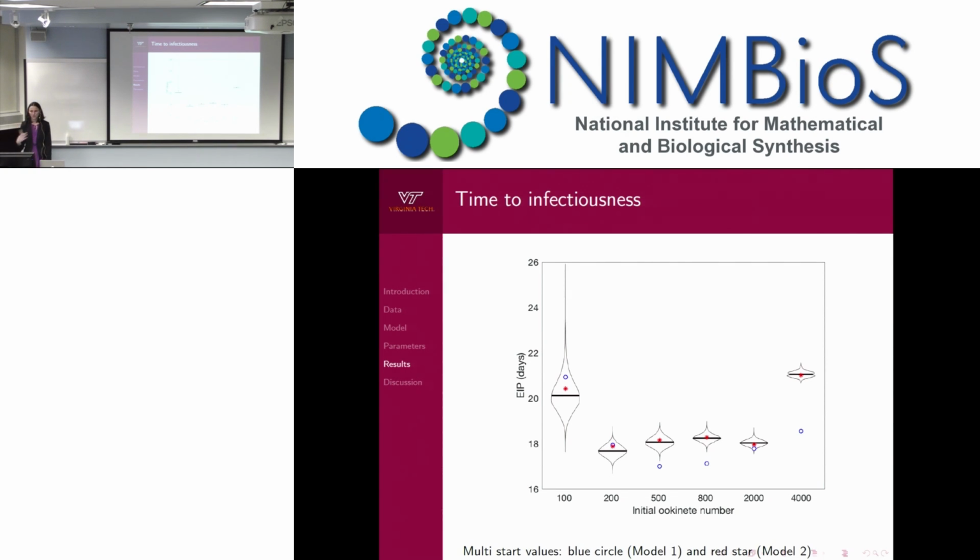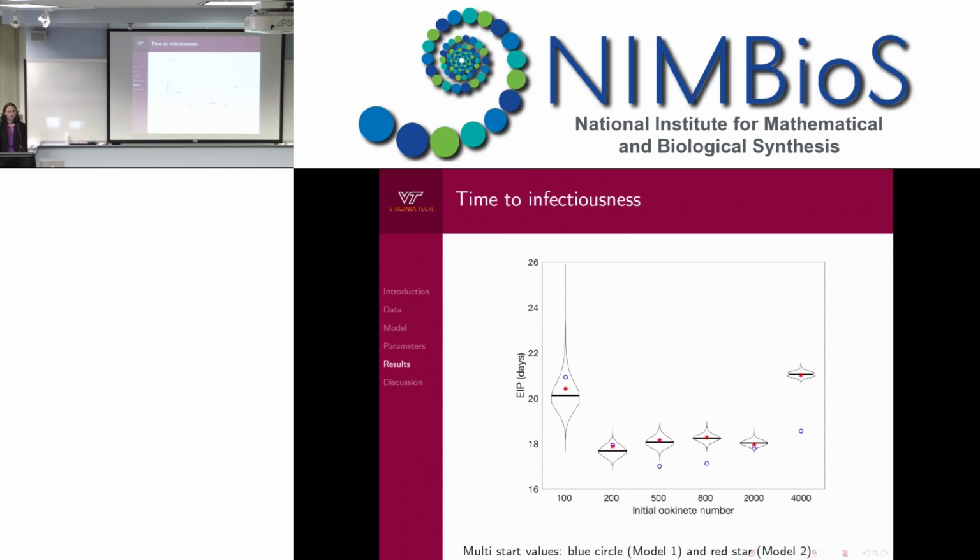And again, the violin plots are going to be from our MCMC, our posterior distributions here. The blue circle is model 1 with the multi-start, the red star is model 2 with the multi-start. And we see the red stars fit really well because they're very consistent with our MCMC. They're both fitting model 2, whereas our blue circles from model 1 are actually fitting something that's a little bit lower in terms of the time to infectiousness, or that extrinsic incubation period.